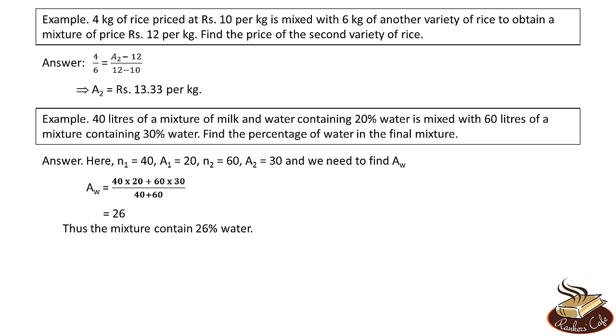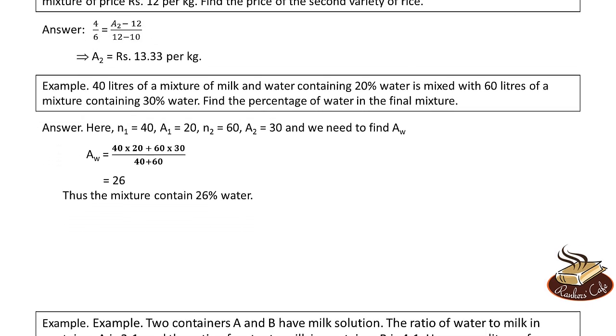Thus, the mixture contains 26% water. Now you may have noticed that when we solved the question using the conventional method, we were essentially doing the same thing. But by using the alligation formula, we have got the answer in one line. So let's move on to the next question.